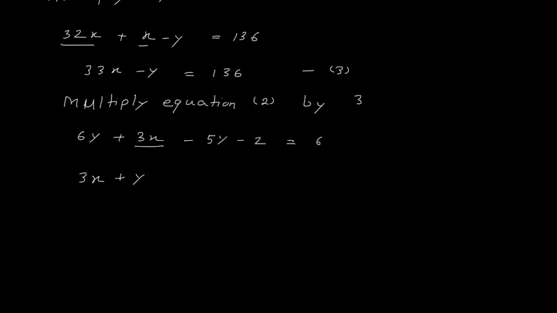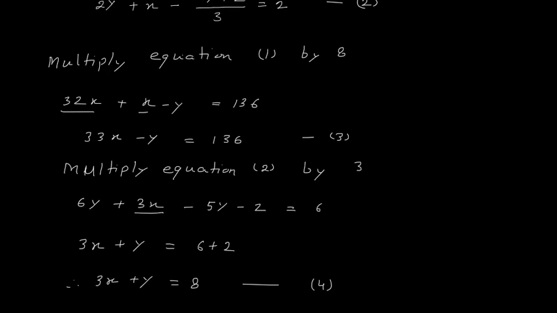Then we have this minus 2, I will move this minus 2 on the right side, so it will become plus 2. So therefore I have 3x plus y is equals to 6 plus 2 is 8. This is our equation 4. So we have equation 3, we have equation 4.